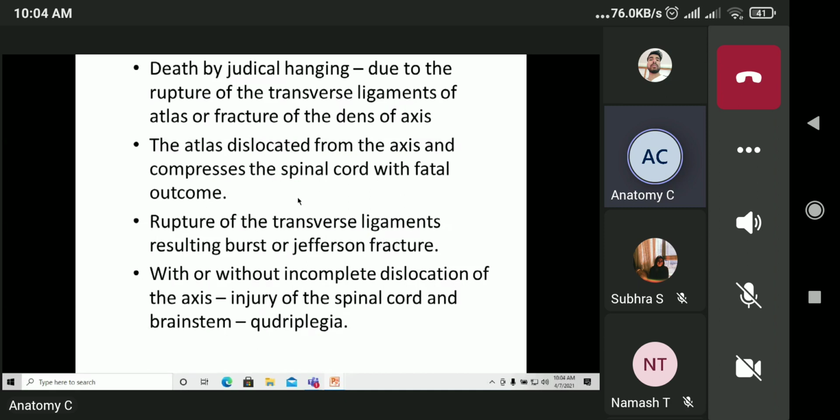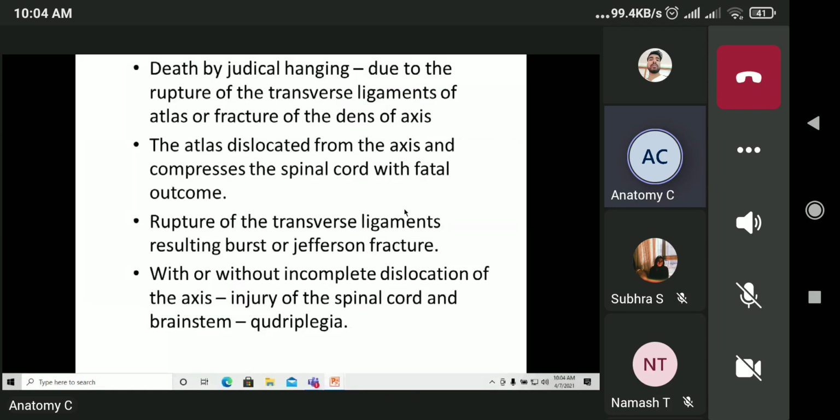That is what happens when people tie a rope around the neck to commit suicide. The transverse ligament may tear or the dens may fracture. Because of that, the dens dislocates and compresses the spinal cord, including the respiratory centers of the spinal cord, and due to suffocation or blockage, the patient may die.